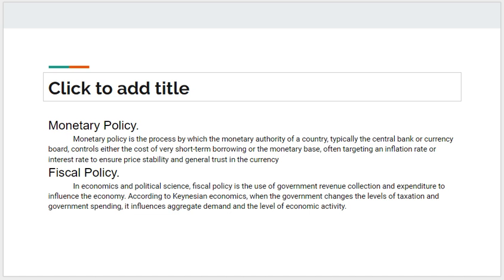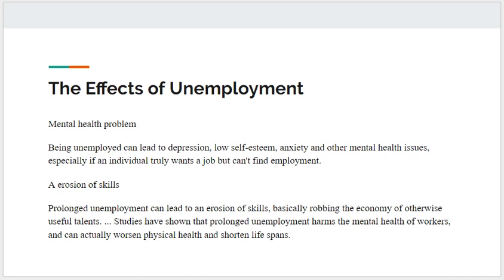And then fiscal policy is the use of government revenue collection and expenditure to influence the economy. When the government changes the levels of tax and spending, it influences the aggregate demand and the level of economic activity. And also there are some effects of unemployment.